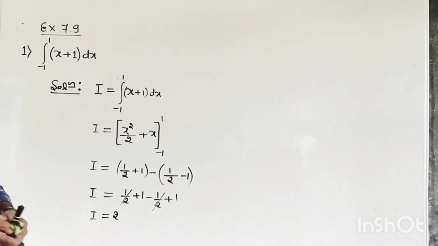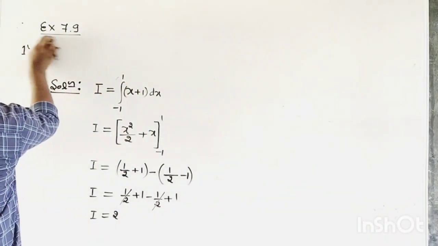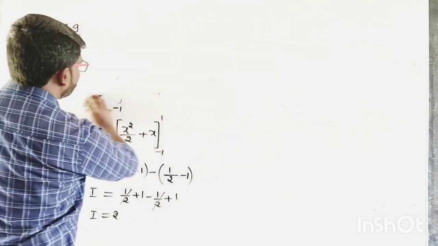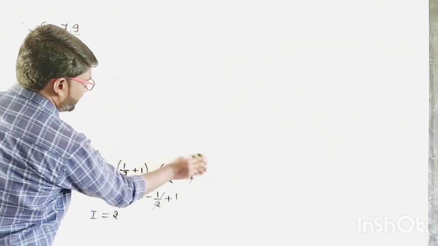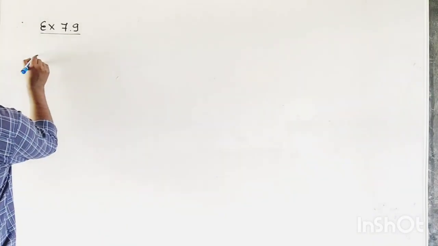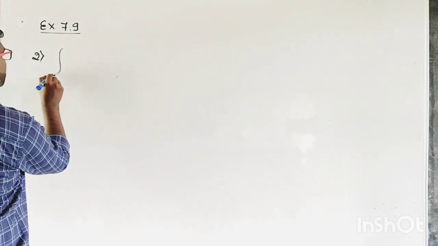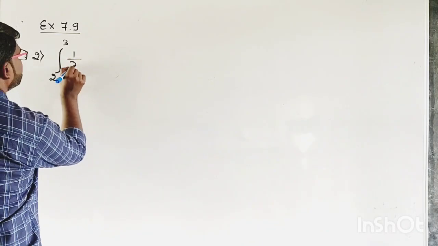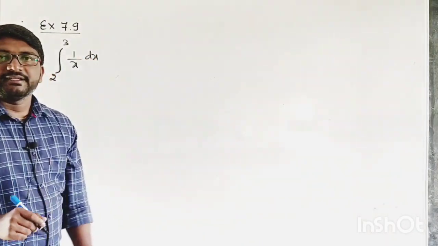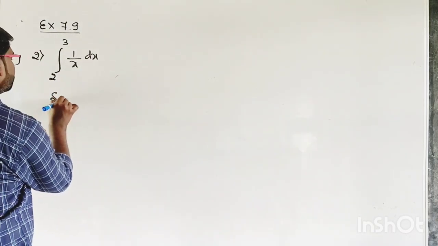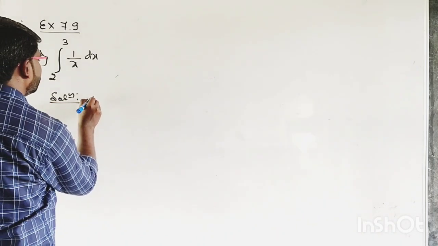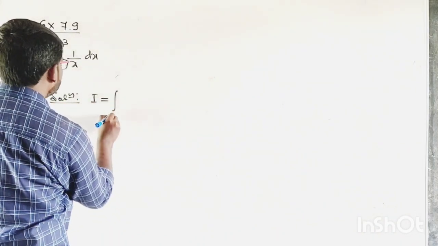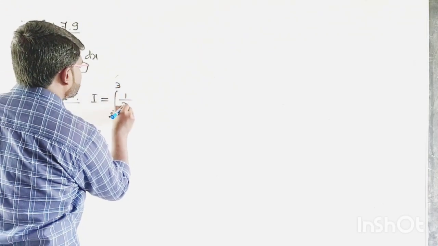Let us go for the second one. So the 7.9 exercise is very much simple. We'll solve the next question, that is the second one. It is integral 2 to 3, lower limit is 2, upper limit it is 3, 1 by x dx. So let us take this as I. So I'll be taking this as I which is equals to integral 2 to 3, 1 by x dx.